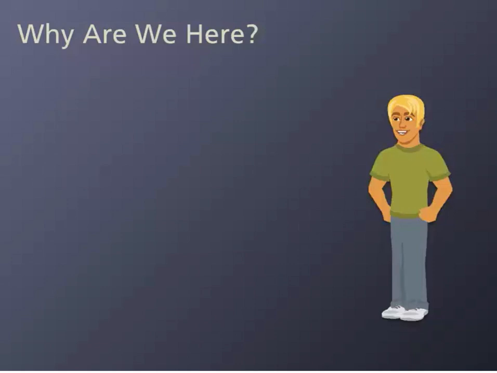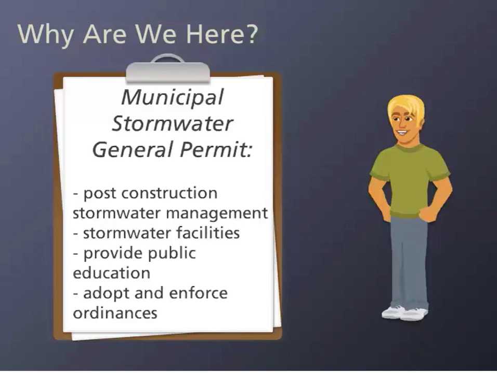Since 2004, municipalities have been required under their Municipal Stormwater General Permit to enforce statewide basic requirements for post-construction stormwater management in new development and redevelopment. The Municipal General Stormwater Permit also requires municipalities to do a number of other things, such as properly operate and maintain publicly owned stormwater facilities like gutters, storm drains, and outfalls, provide public education about stormwater issues, and adopt and enforce a number of stormwater-related ordinances. The additional requirements of the Municipal General Stormwater Permit are not the subject of this training program.